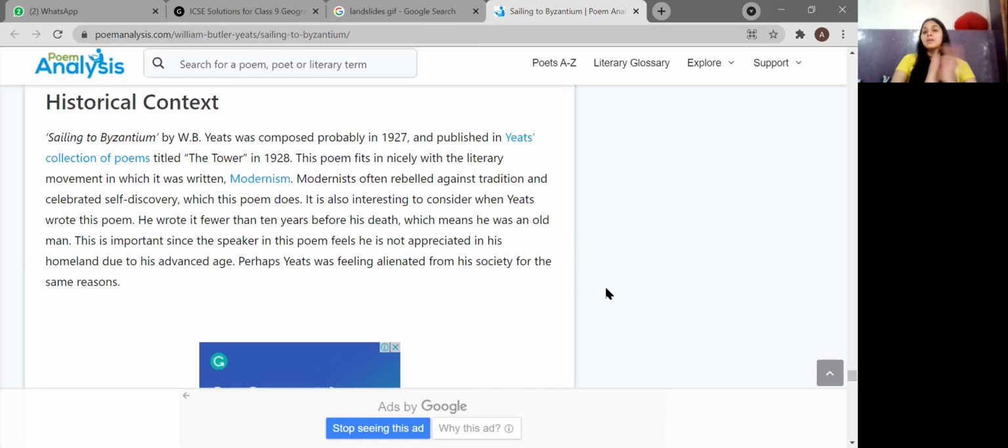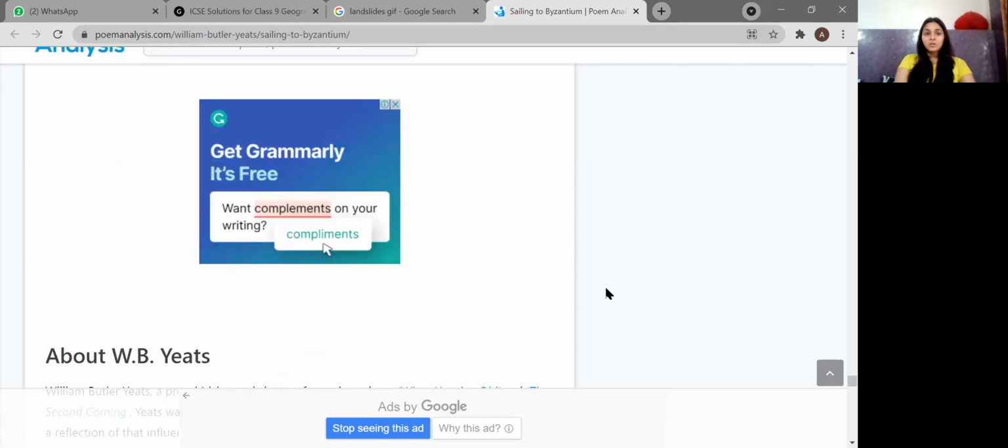Now, the whole poetry is actually done line-wise, so analysis of each line is done here. Now we will move forward to the historical context of this poetry.